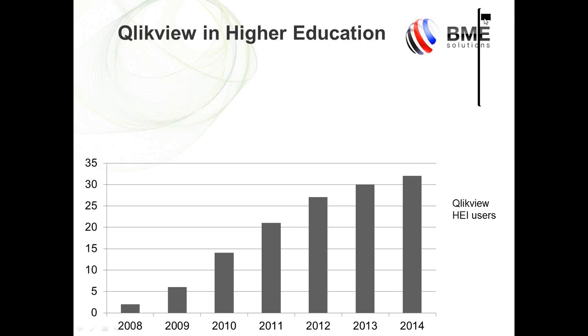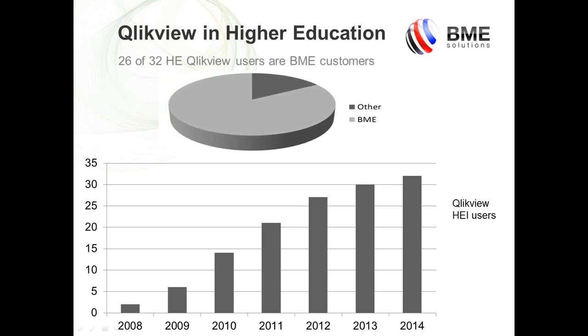So Qlikview in higher education. Back in 2008, there were two universities that bought Qlikview, Anglia Ruskin University and Bath Spa University. Six years later, in 2014, there are now 32 universities that use Qlikview. Of those 32 universities, 26 of them are BME customers, and we have implemented or assisted those universities to implement the software. Just to give you an idea of some of the universities that use Qlikview, there are some university logos on the screen, and it's been used very broadly across the sector.